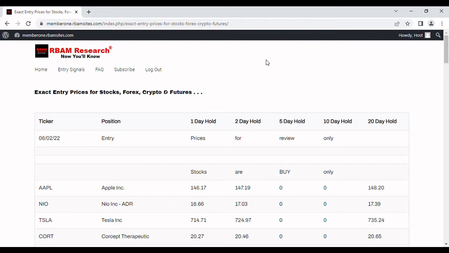We're going to do a brief video on the S&P 500, and stick with me to the very end, and I'll show you how to get the prices that you see on this page for free. What we're doing today is taking a look at this algorithmic output from quantitative formulas that determine entry prices for stocks, forex, crypto, and futures.